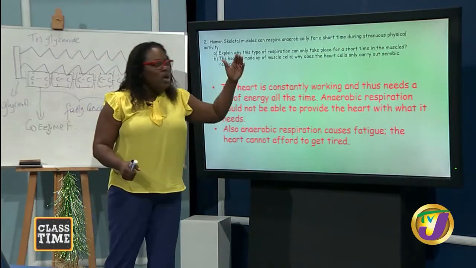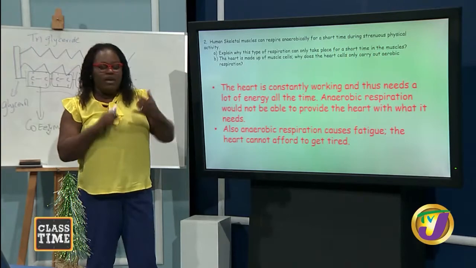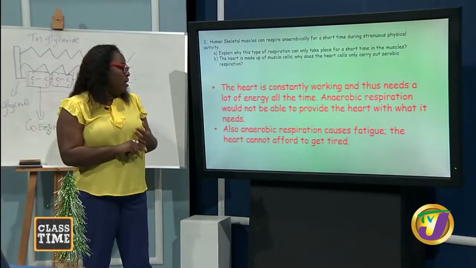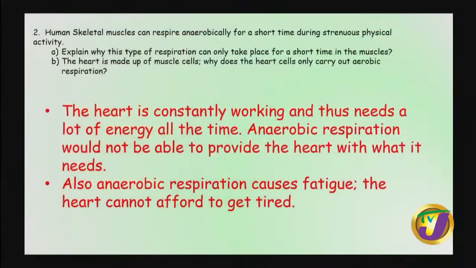So because the heart has to be constantly working, even when you are sleeping. You understand? And so because of that, anaerobic respiration will cause fatigue, as we told you before. The heart cannot afford to get tired. And so therefore you find anaerobic respiration cannot take place in your heart muscles. And next place anaerobic respiration doesn't really take place is in your brain. Okay? Because your brain cells cannot afford to stop working at any time because it's tired. Because you need your brain even while you are sleeping.